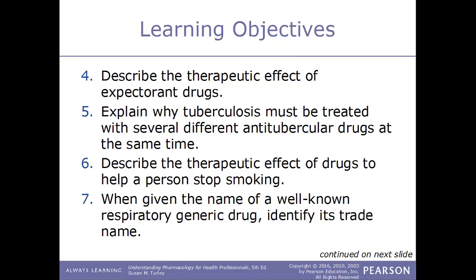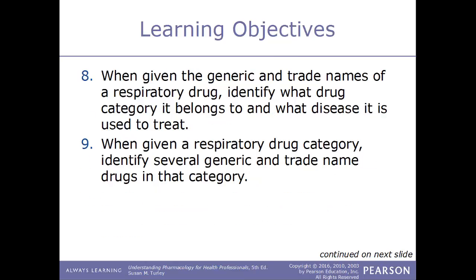Explain why tuberculosis must be treated with several different anti-tubercular drugs at the same time. Describe the therapeutic effect of drugs to help a person stop smoking. When given the name of a well-known respiratory generic drug, identify its trade name. When given the generic and trade names of a respiratory drug, identify what drug category it belongs to and what disease it is used to treat.